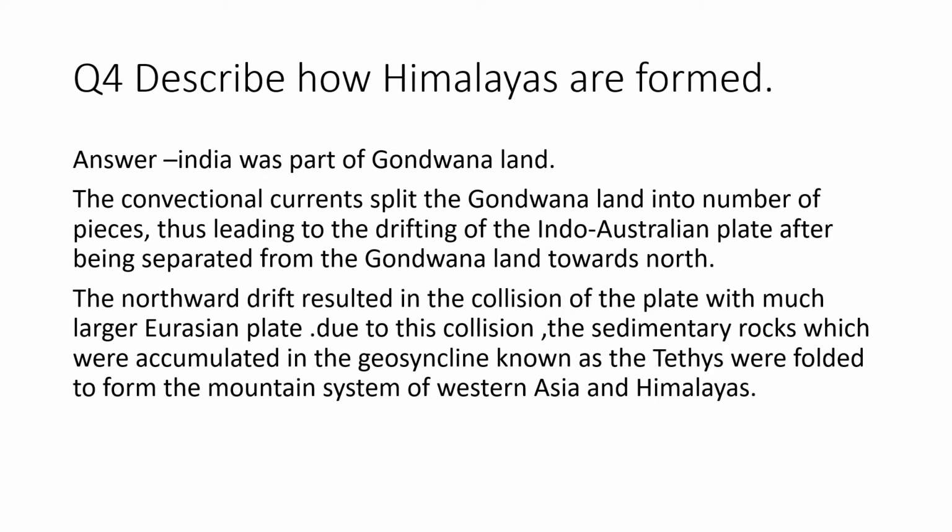Question number 4. Describe how Himalayas are formed. Answer is India was part of Gondwana land. The convectional currents split the Gondwana land into a number of pieces, thus leading to the drifting of the Indo-Australian plate after being separated from the Gondwana land towards the north. The northward drift resulted in the collision of the plate with the much larger Eurasian plate. Due to this collision, the sedimentary rocks which were accumulated in the geosyncline known as the Tethys were folded to form the mountain system of Western Asia and the Himalayas. So in this way Himalayas are formed.